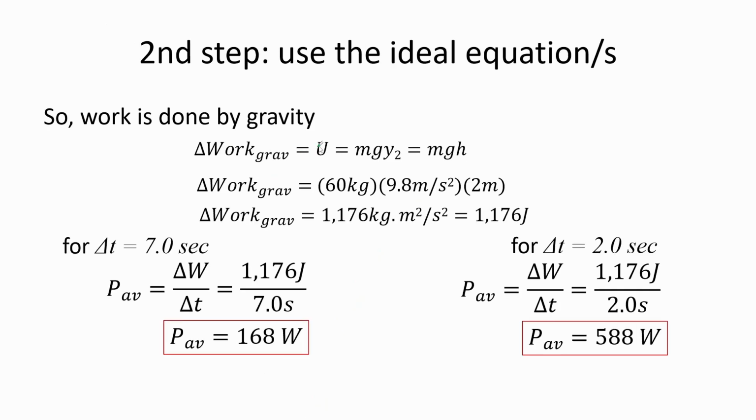So let's look at this one. Work done by gravity, U is equal to mgy2. Wala man kay mgy1. Okay, so work done by gravity is 60 kilograms times 9.8 meters per second squared times 2 meters. This gives you the amount of work. So the average power is the change in work over change in time. So 1,176 divided by 7 is 168 watts for the time of 7 seconds. But if you run the stairs, divided by 2 seconds, mas higher ang wattage niya, 588 watts. Nihangyo gyud ka na. Okay.